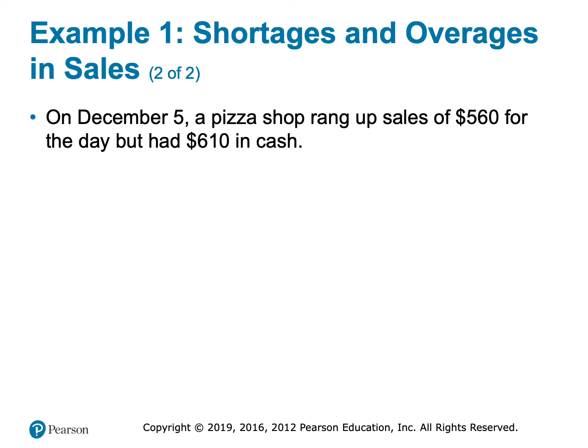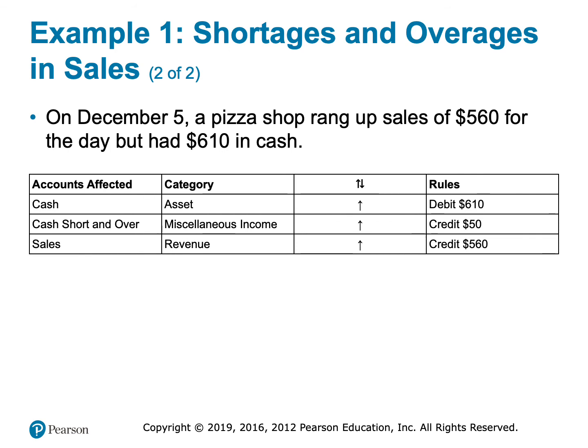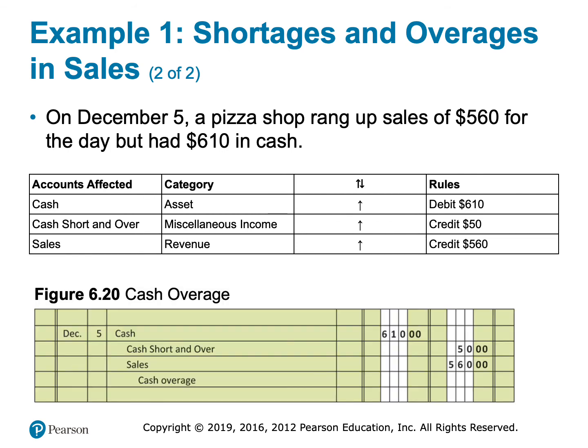Now here the next day we had sales of 560, but we had 610 in cash. So we didn't give somebody the right amount of change. Oops. So here I'm going to debit cash for the 610. I'm going to still credit sales for the 560, and now I'm going to credit cash short over for 50 to show, oh, this is the extra money that I have that I really shouldn't have.